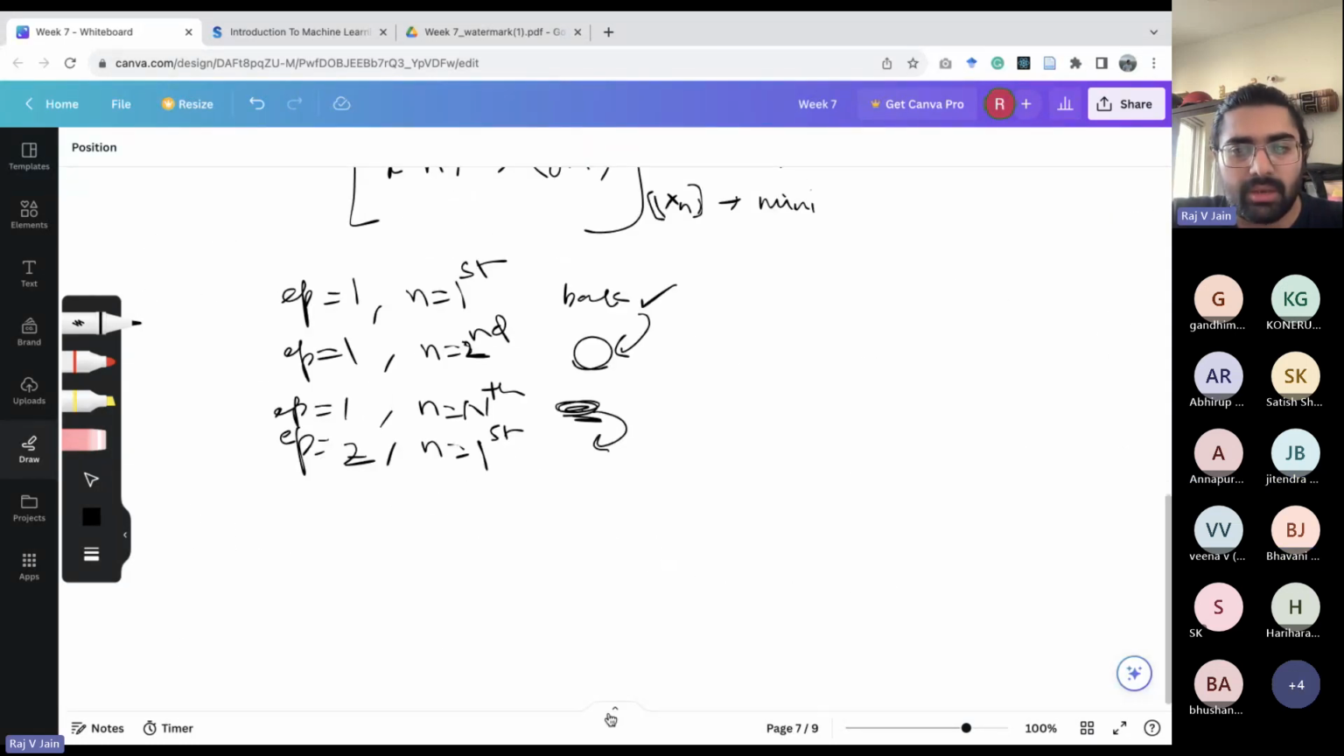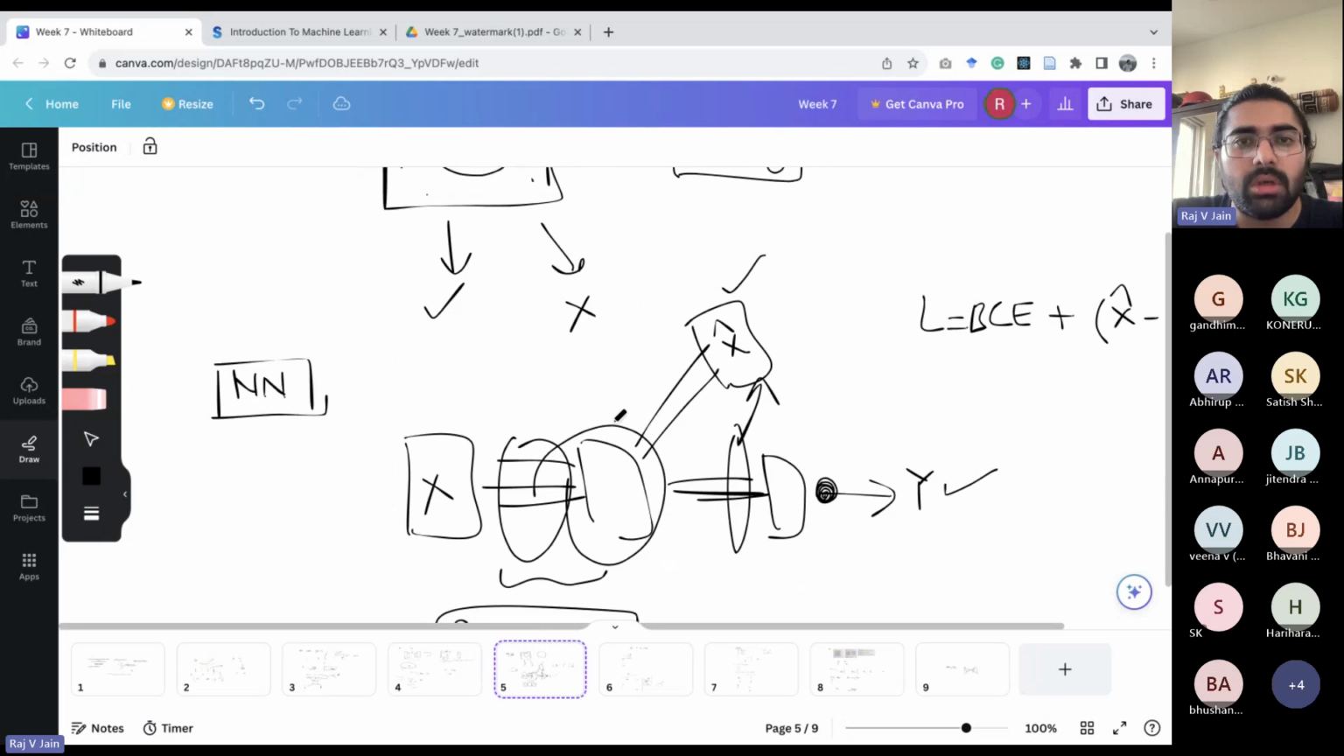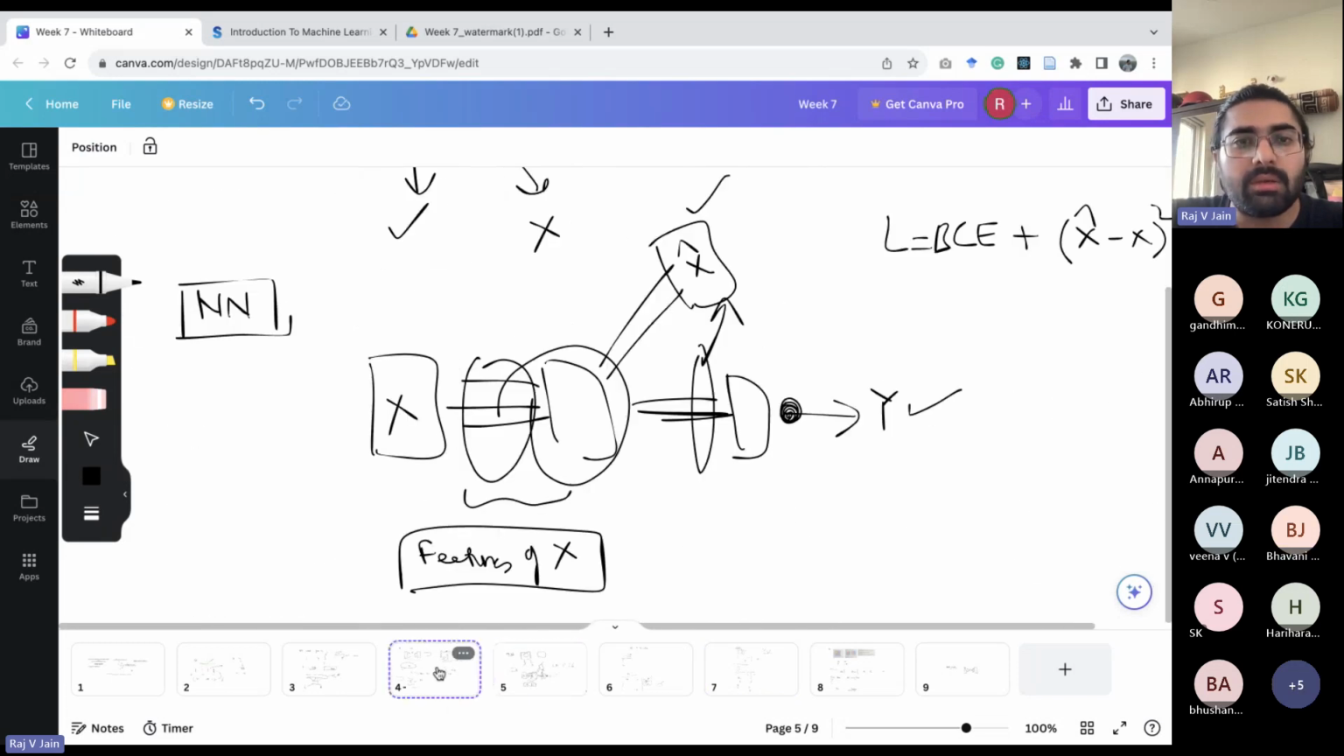No. See, again, see. Okay. So in autoencoder also, where we, yeah.